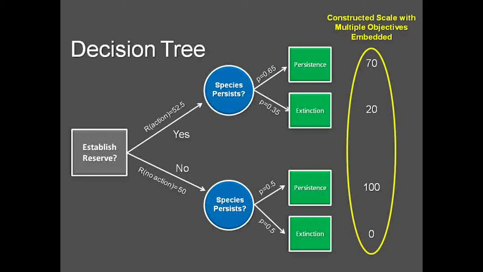Then we would ask the manager, which of these outcomes is worst for you and why? And in this case, that would be the situation where we don't establish a reserve and the species goes extinct. And we would give that a score of 0. And then we would talk with the manager to see how relatively attractive the other outcomes were compared to that 100 and that 0. And by doing that, we could combine these multiple different objectives. And we would call that a multiple attribute utility.